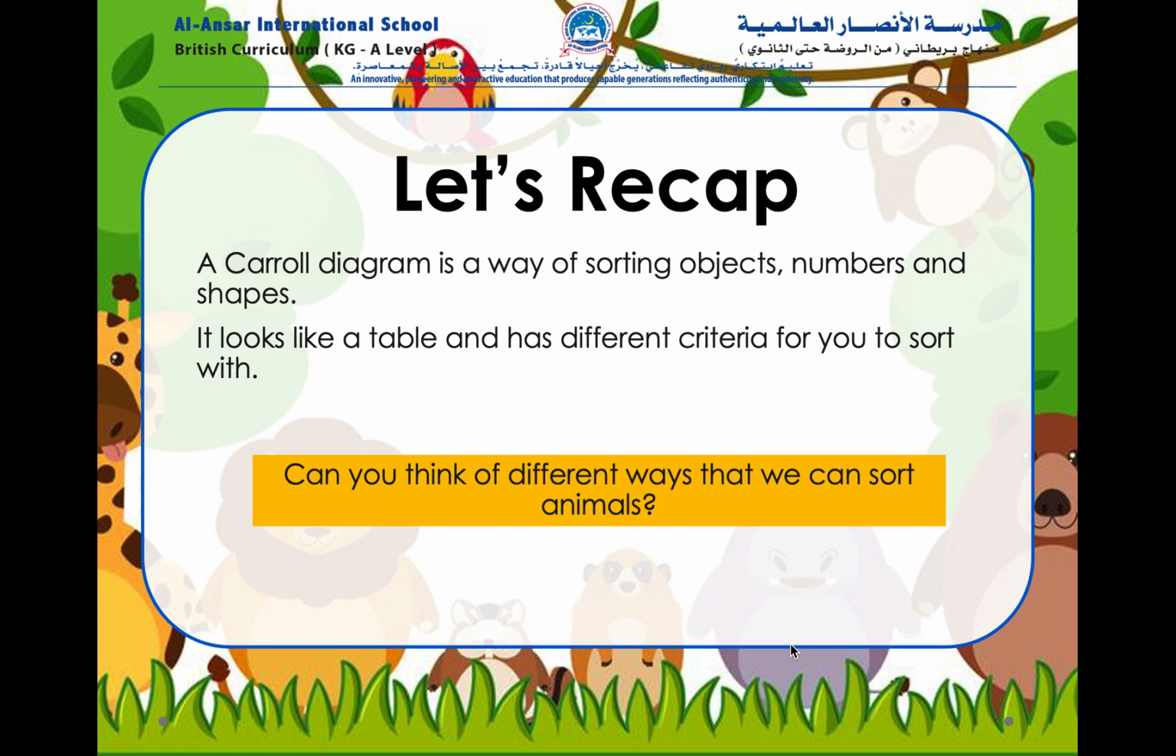Yes, we can sort animals into those that are big and those that are small. We can even sort animals into those that run fast and those that walk slow. There are many ways we can sort it, into different colors and where they live. Some live on land, some live in the water. So there are many different ways we can sort animals out.